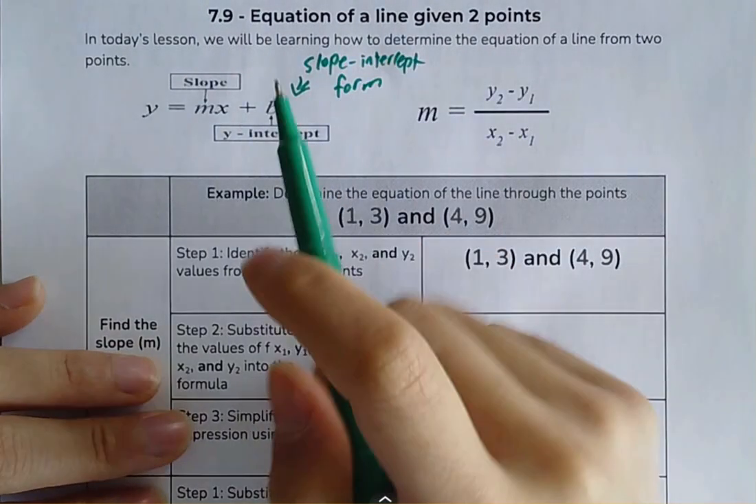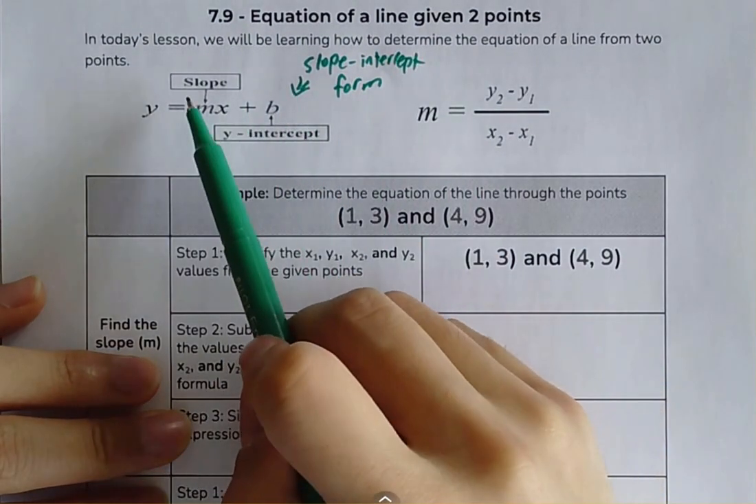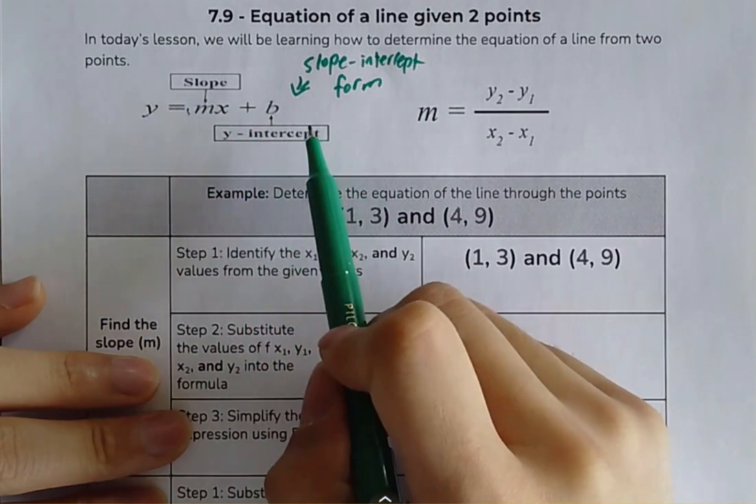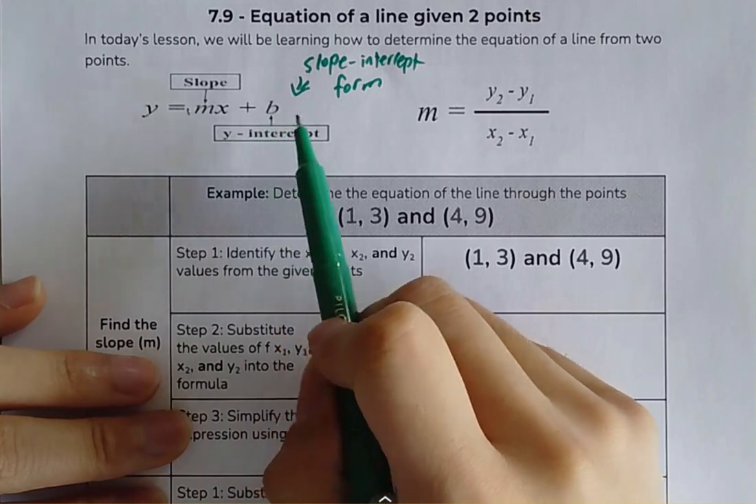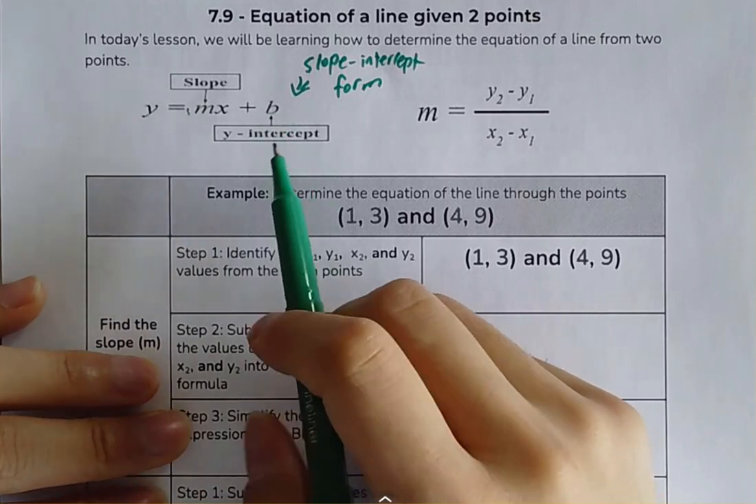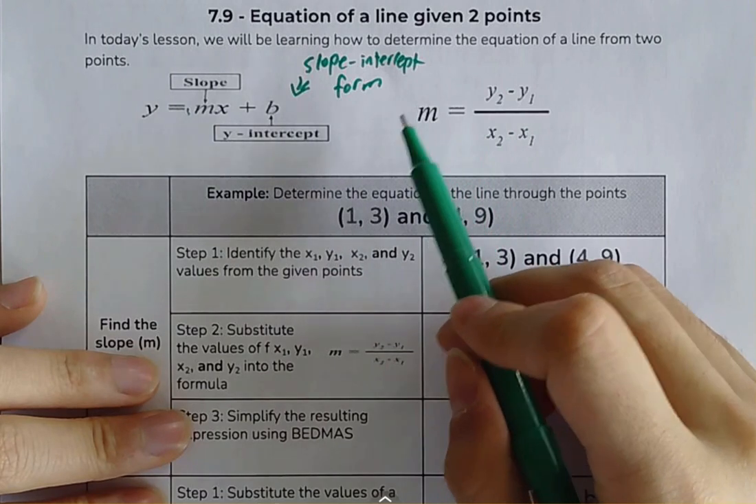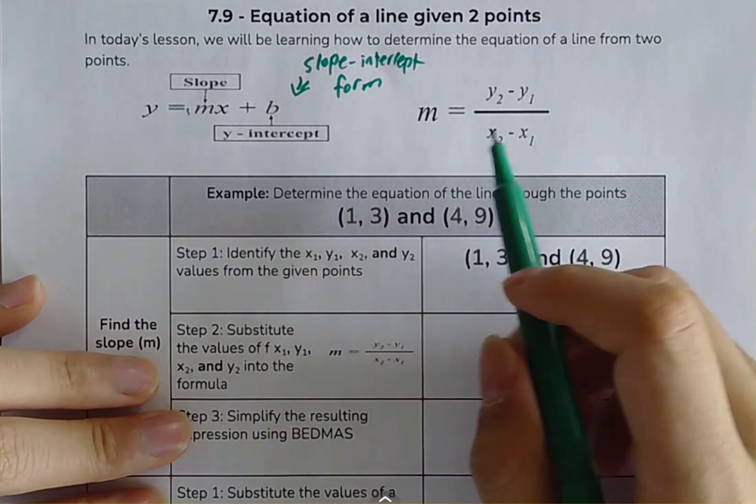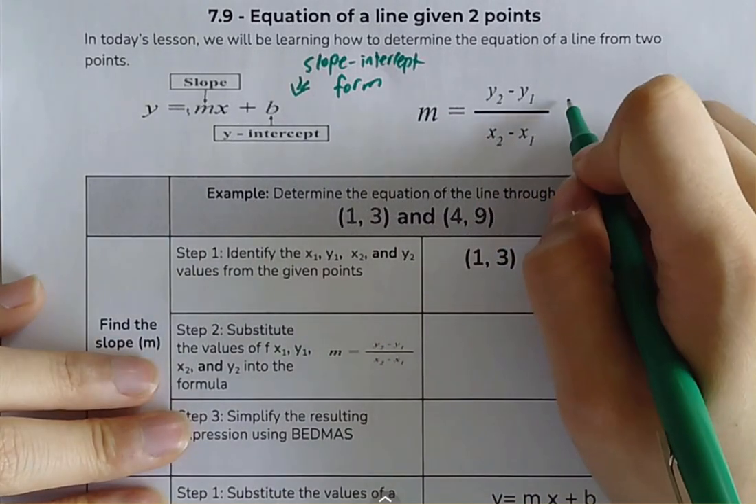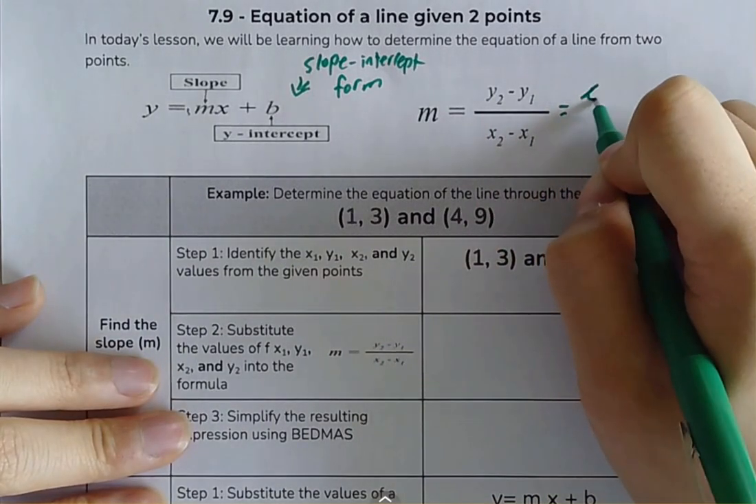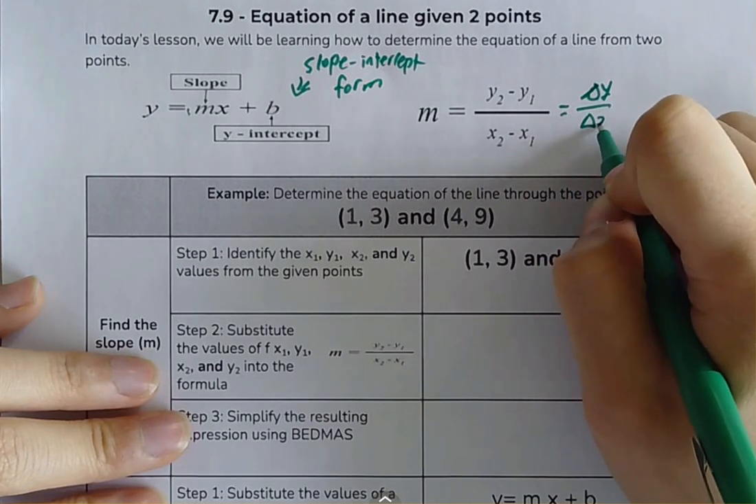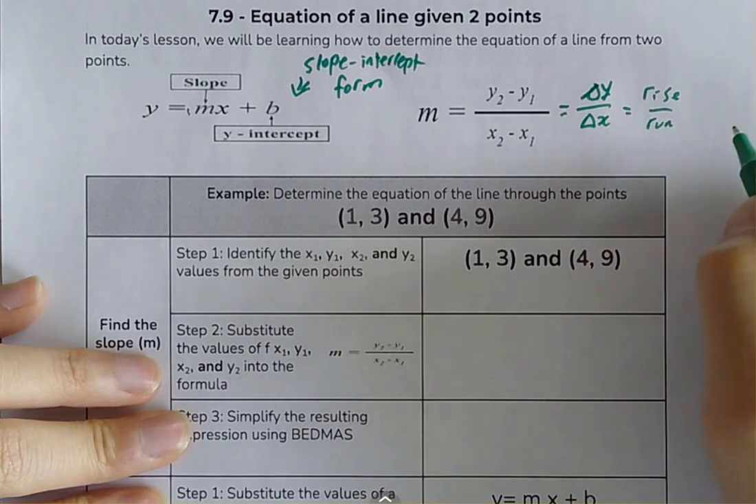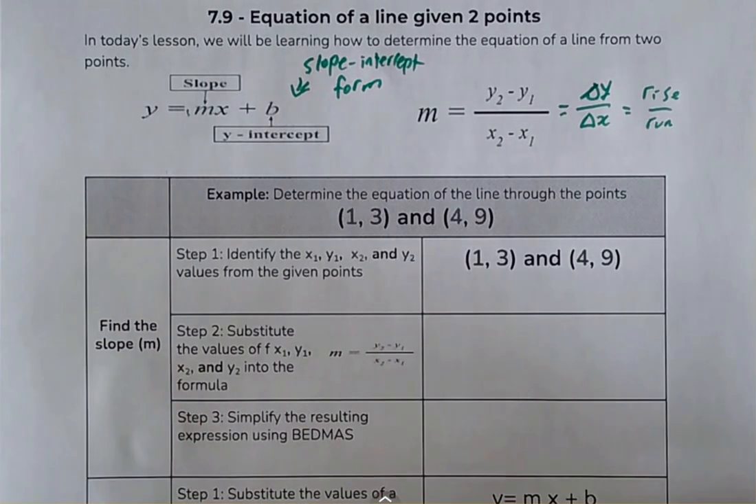And naturally, it has 2 parts to it, which tells me the slope, which is represented with the variable m, and the y-intercept, which is represented by the variable b. And just a reminder that the slope is equal to y2 minus y1 over x2 minus x1, which is just a very fancy way of saying change of y divided by change of x, or rise over run, as you already know.